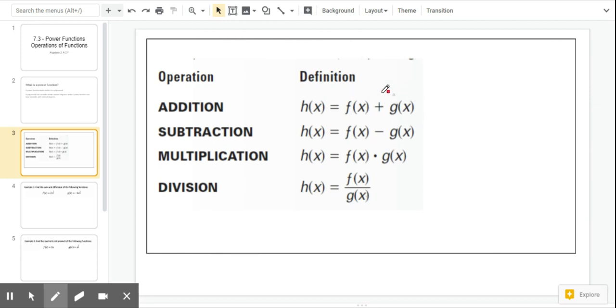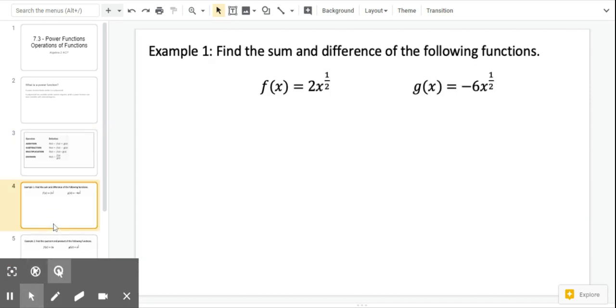To add them, you just add them. To subtract them, you just subtract them. To multiply, you just multiply. And division is just division. So that's just something we have to say. We're not going to dwell on that too much because we already know what those four things are. But let's just jump into an example. We want to find the sum and the difference of the following functions here. So let's start with sum.